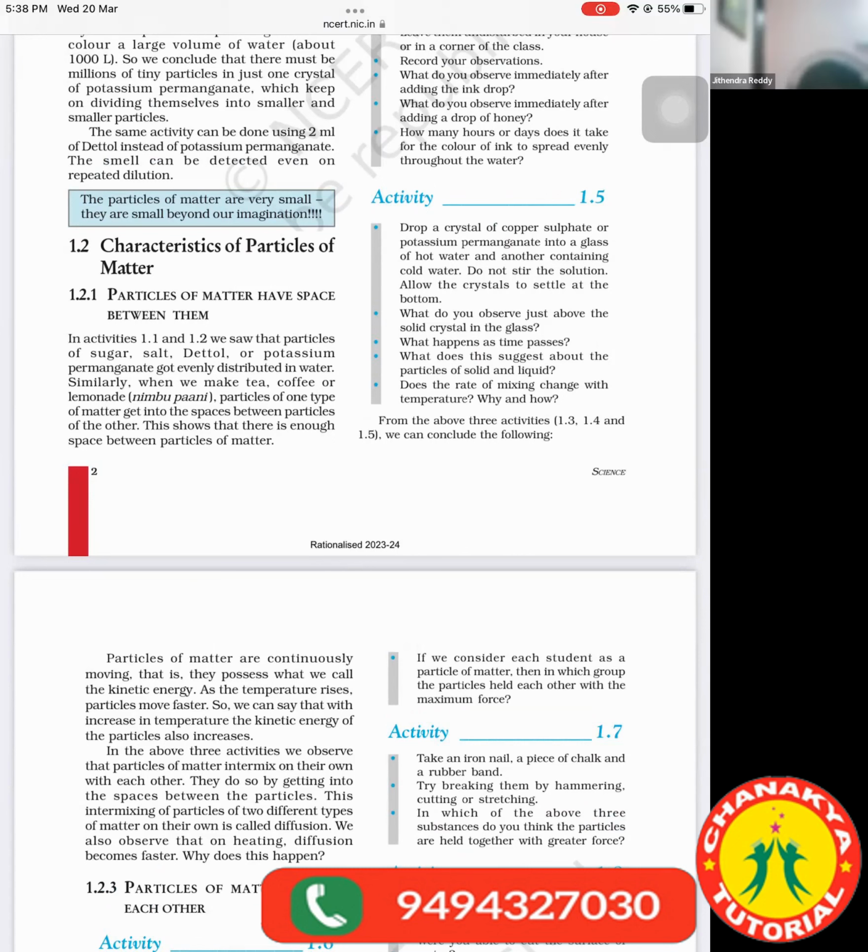In activities 1.1 and 1.2, we saw that particles of sugar, salt, Dettol, or potassium permanganate got evenly distributed in water. Similarly, when we make tea, coffee, or lemonade, particles of one type of matter get into spaces between particles of the other. This shows that there is enough space between particles of matter. Okay, stop.